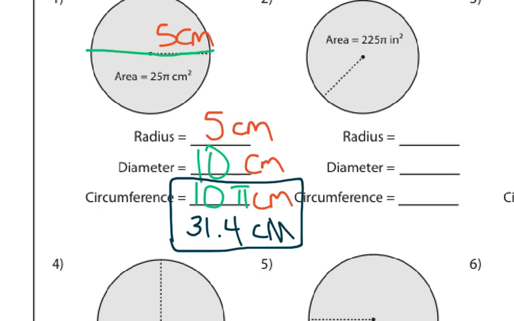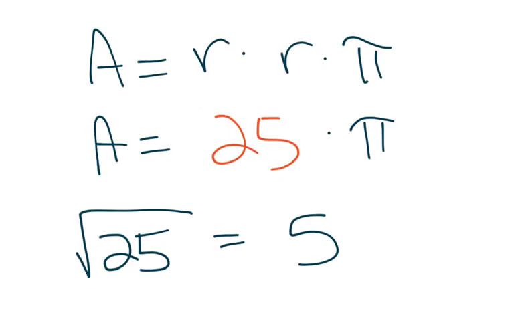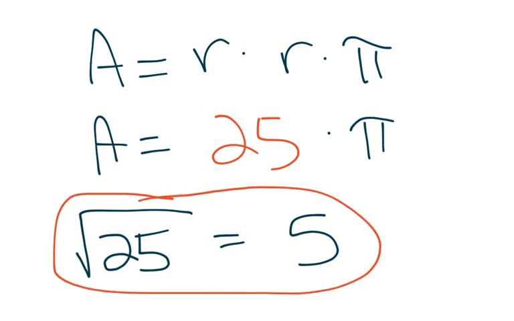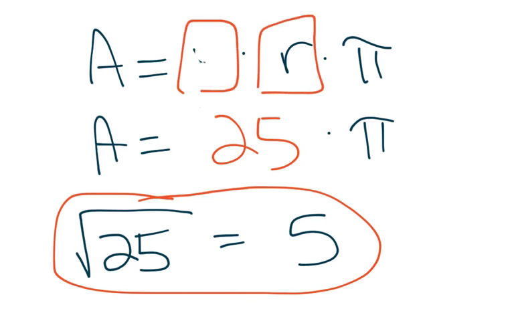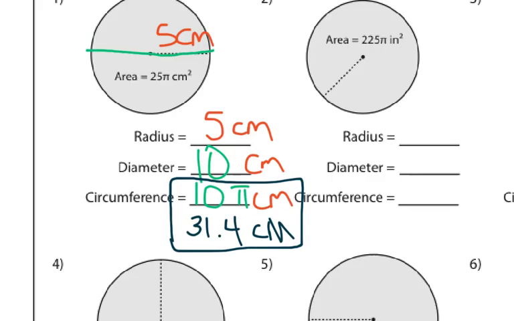So think about what we did. Let's recap. We either use our calculator and find the square root, or we think in our head about what two numbers, and they have to be the exact same number, would multiply to give us 25. It has to be 5 and 5. So therefore the radius is 5. Let's look at the next one.